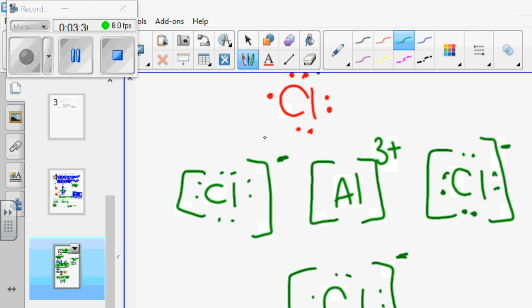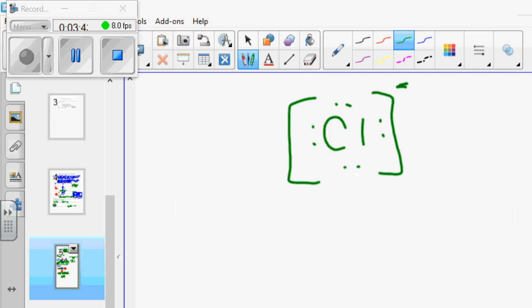Why are these 3 around aluminum? Well, we have a positive and negative, and there's some electrostatic forces happening there. One more.